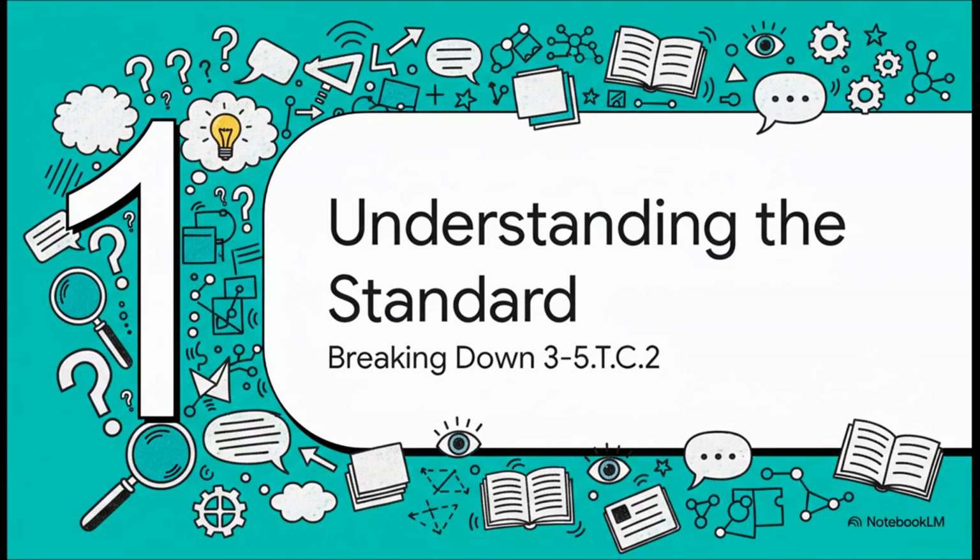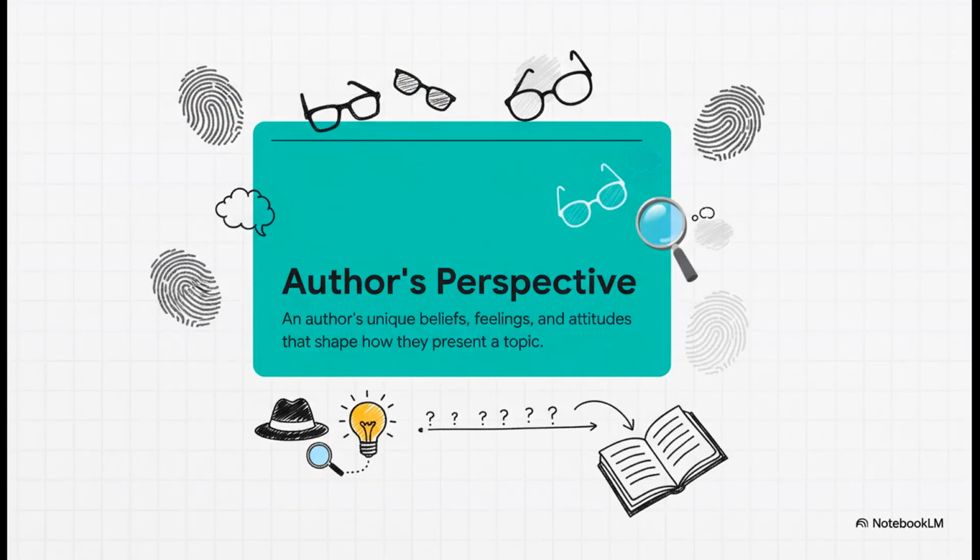All right, first things first. Let's break down exactly what this standard is asking our students to do. No confusing jargon, just what's the goal? Okay, so at its core, author's perspective is just that lens the writer sees a topic through. And our job? It's to turn our students into little text detectives, hunting for those clues that reveal the author's personal viewpoint and how it totally shapes what they write.